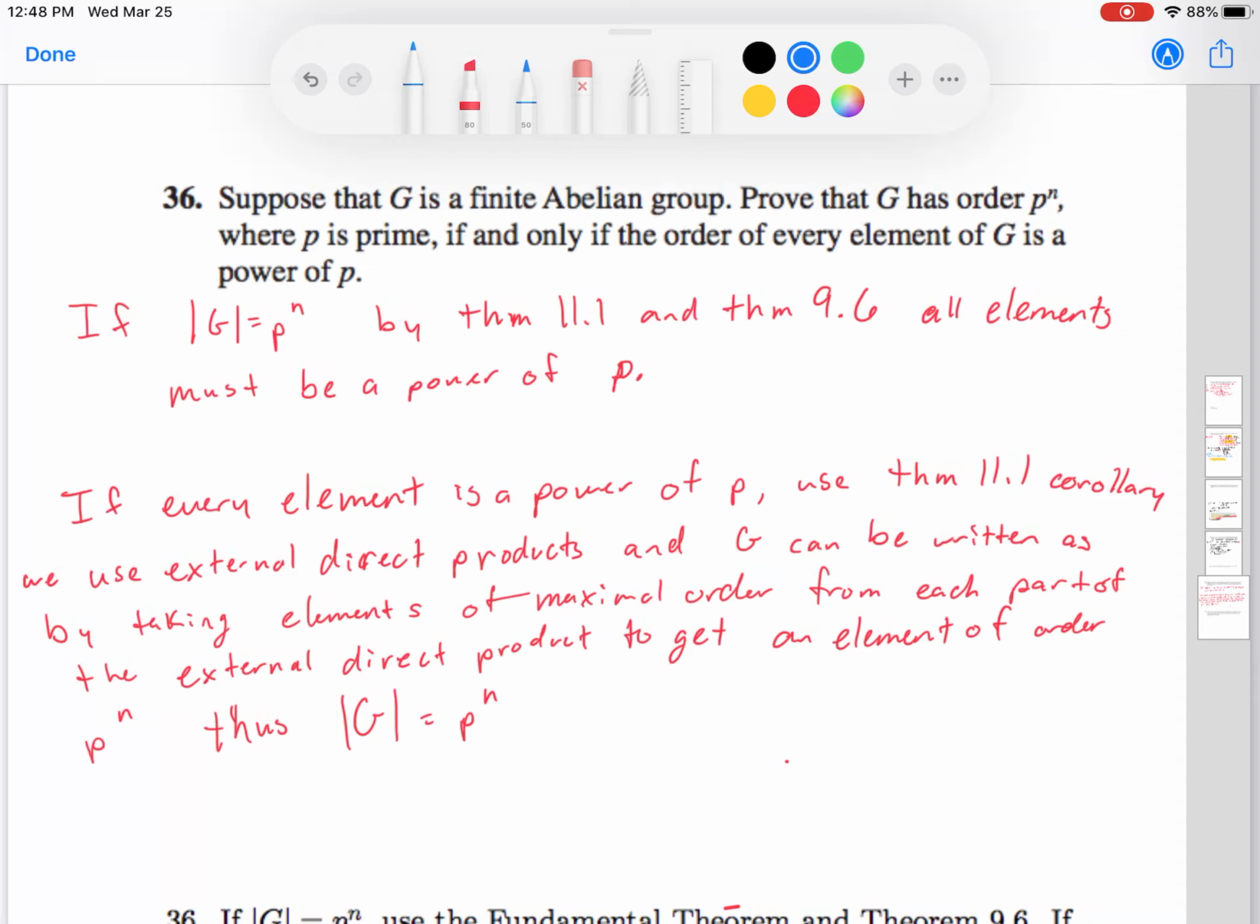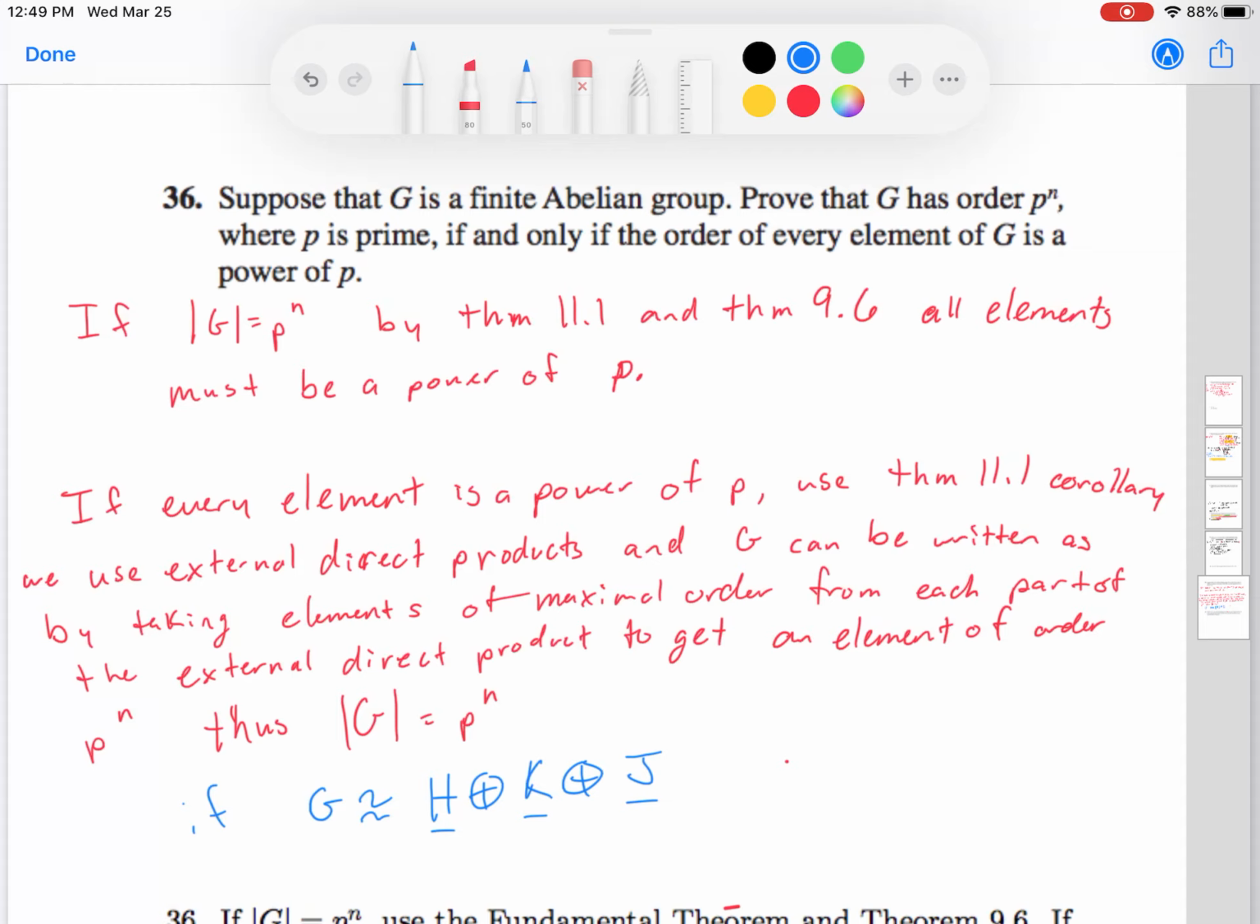So let me write that a little bit clearer so you can see it better. If G was isomorphic to H external direct product K external direct product J, what we're going to do is take elements of maximal order from each of these, and to find the order of that element, we would find the least common multiple, which would be p to the n, which would then give us that the order of our group is p to the n.